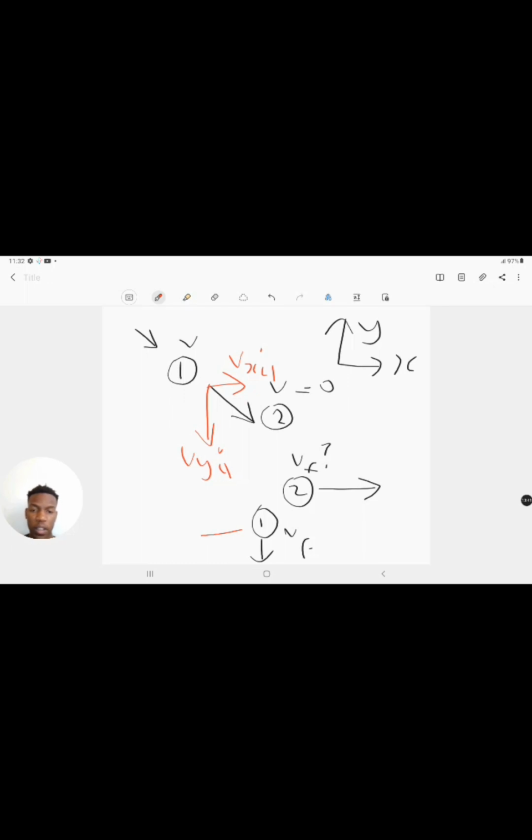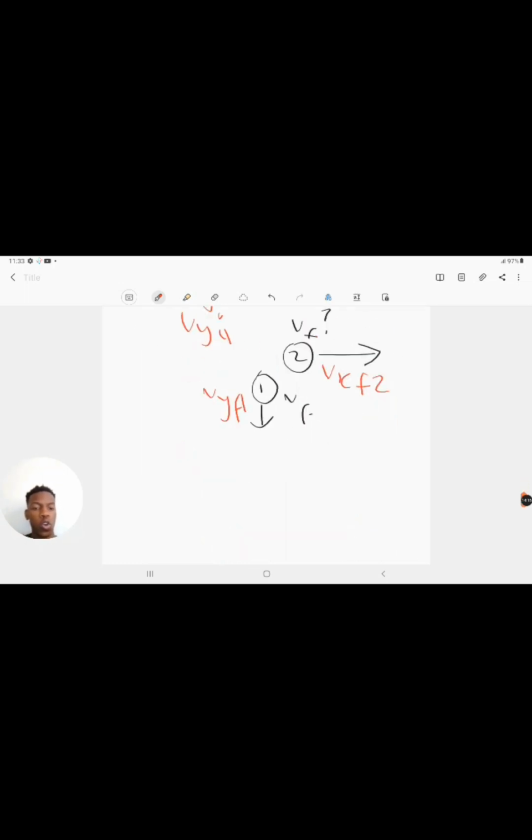Then this one will have Vy final of ball number 1, because it's moving vertically downwards, but it does not have a Vx final because it's not moving in the x direction. You see that? And then ball number 2 just has Vx final of ball number 2, and Vx initial of ball number 2 is 0 because it wasn't moving at all in that x direction. Okay, and then you use your law of conservation of momentum.